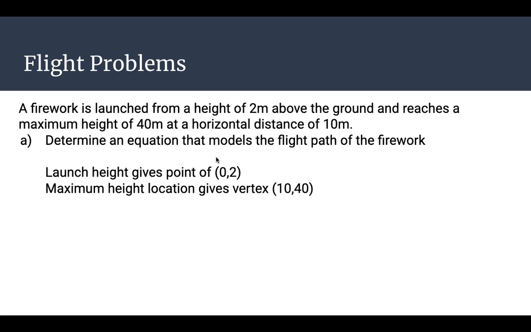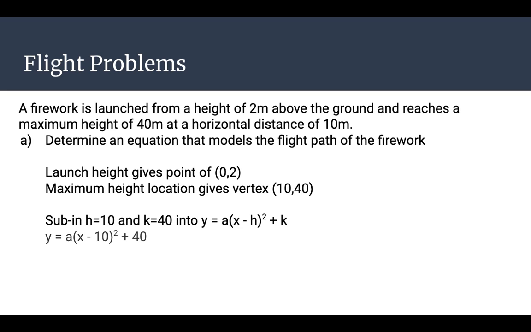Another thing that we can get from this information is the maximum height is 40, and that happens at a horizontal distance of 10. That tells us what the vertex of the equation is. So the vertex will be (10, 40), which gives us h and k in our quadratic equation. Just like we did in the last lesson, we're going to sub in our h and k values into the vertex form of quadratic equations, and we're going to use another point to solve for a. So first, sub in h is 10 and k is 40 into our equation.